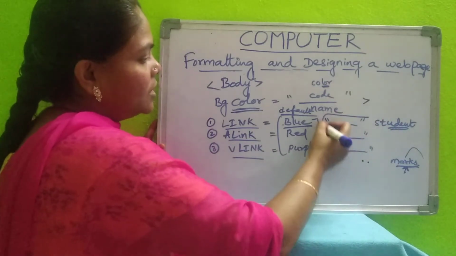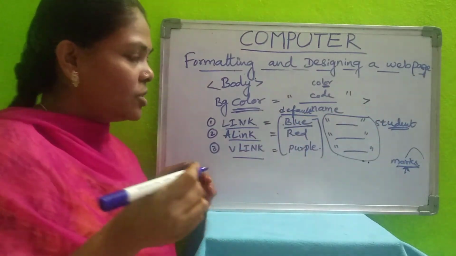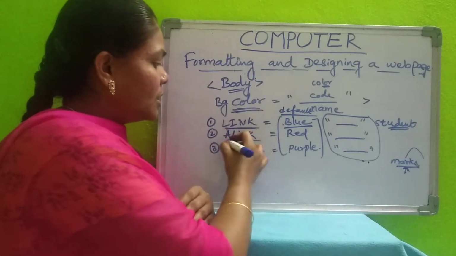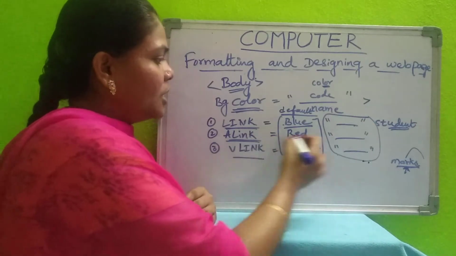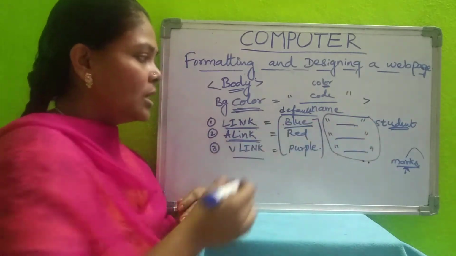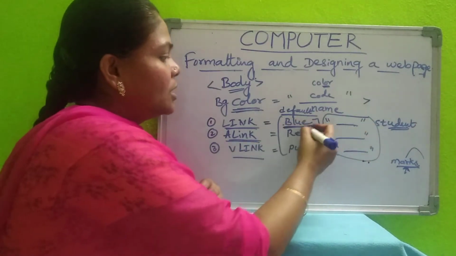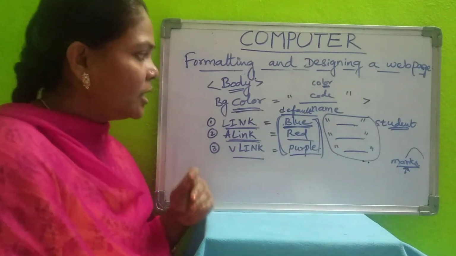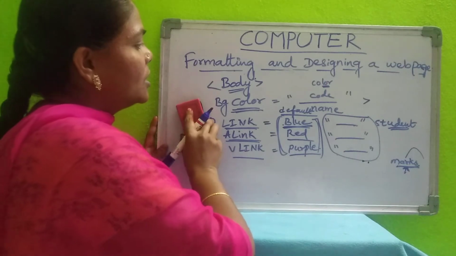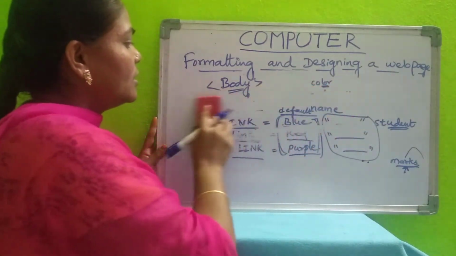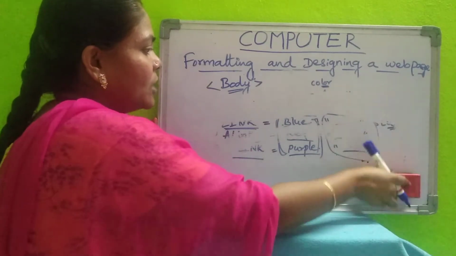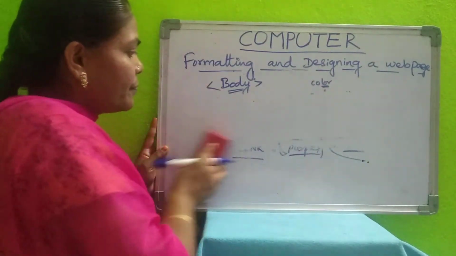So these link colors also you can change in the body tag by mentioning link equals some color, alink equals another color, vlink equals another color. If you don't mention anything, the default colors will be blue, red and purple. Okay, these colors also we can change. So bgcolor changes the color of the HTML document, the whole document background color.